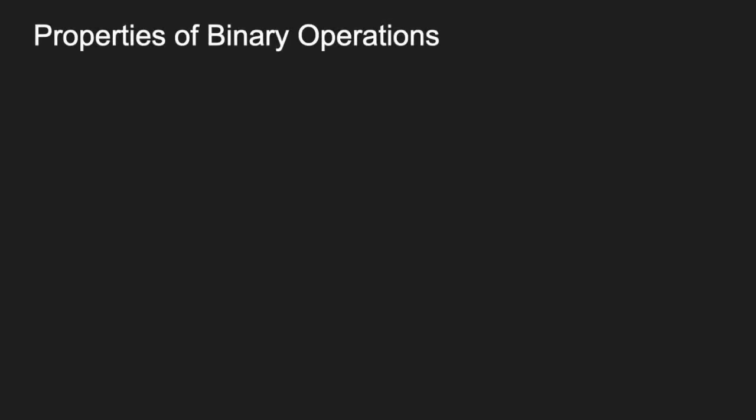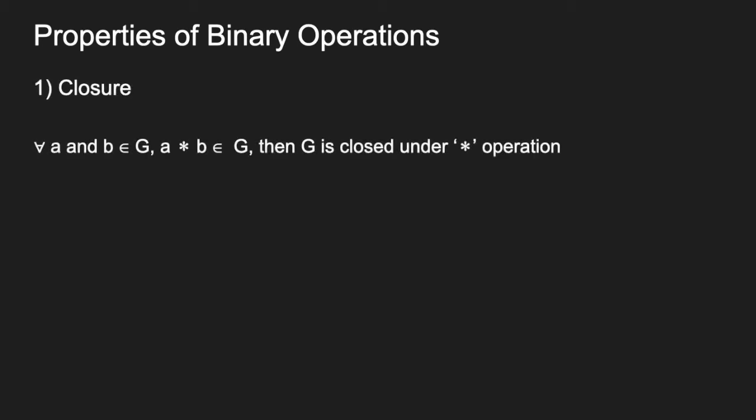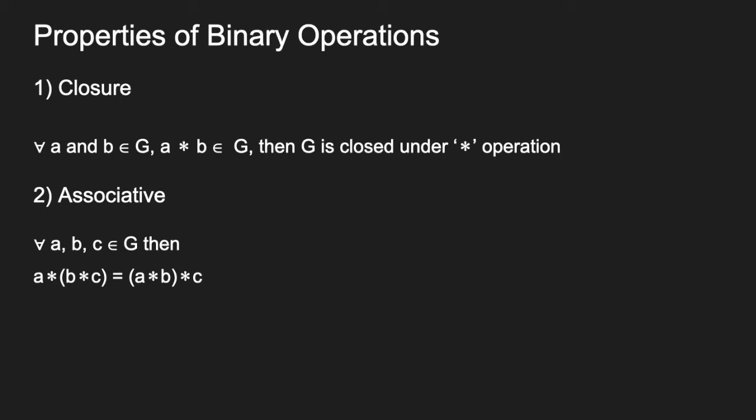Now next, properties of binary operations. First one, closure. If for every A, B belonging to G, A star B also belongs to G, then we can say that G is closed under the operation star. Now the second property, associativity, or associative property. For every A, B, C belonging to G, if A star (B star C) is the same as (A star B) star C.